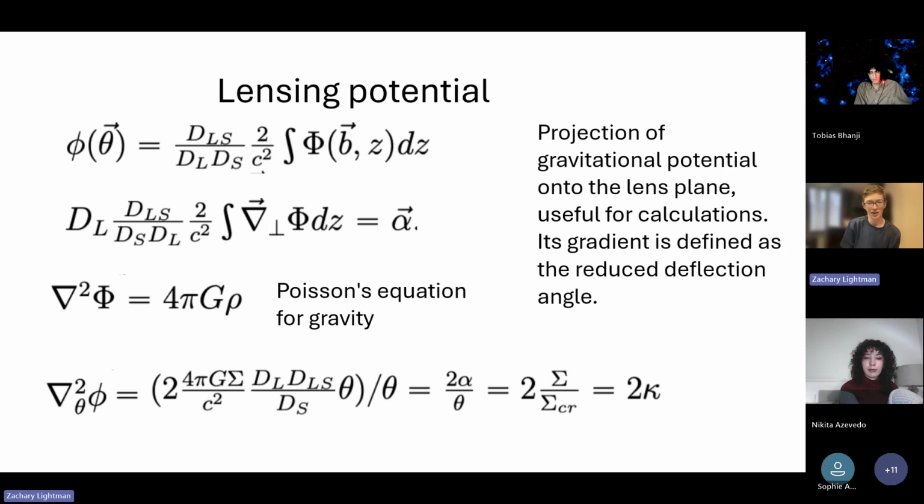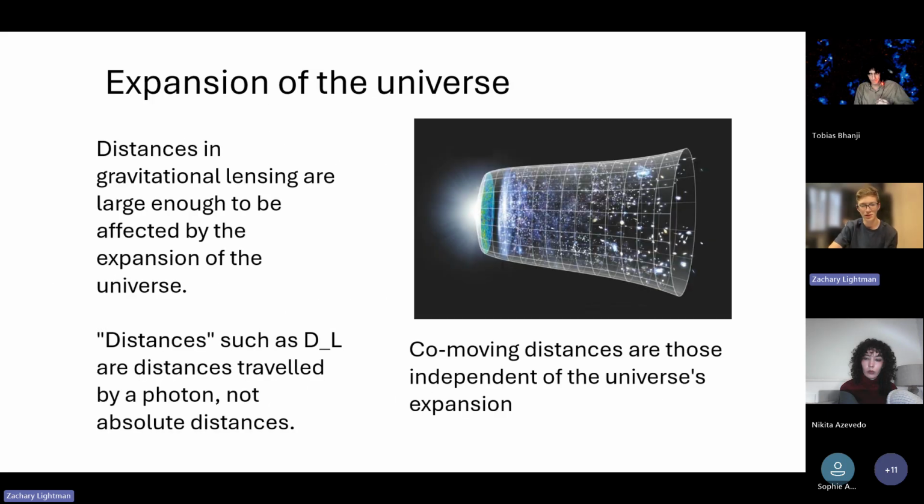And then lensing potential is a projection of gravitational potential onto the lens plane. It's useful for calculations. I think we define it as having its gradient equal to the reduced deflection angle alpha, which was mentioned before. This form of alpha wasn't shown, but it can be derived. And then using something called Poisson's equation for gravity, we can also show that the Laplacian of the potential is equal to twice the convergence. And this is going to be very useful later when we look at the Jacobian matrix.